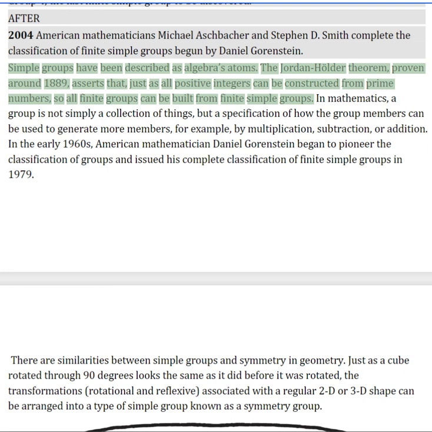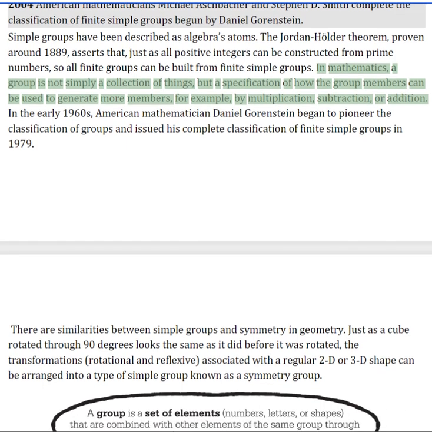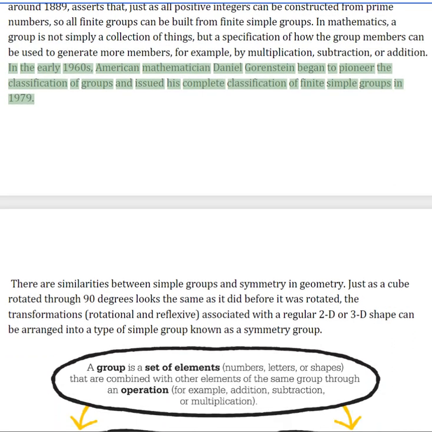Simple groups have been described as algebra's atoms. The Jordan-Hölder theorem, proven around 1889, asserts that, just as all positive integers can be constructed from prime numbers, so all finite groups can be built from finite simple groups. In mathematics, a group is not simply a collection of things, but a specification of how the group members can be used to generate more members, for example, by multiplication, subtraction, or addition. In the early 1960s, American mathematician Daniel Gorenstein began to pioneer the classification of groups and issued his complete classification of finite simple groups in 1979.